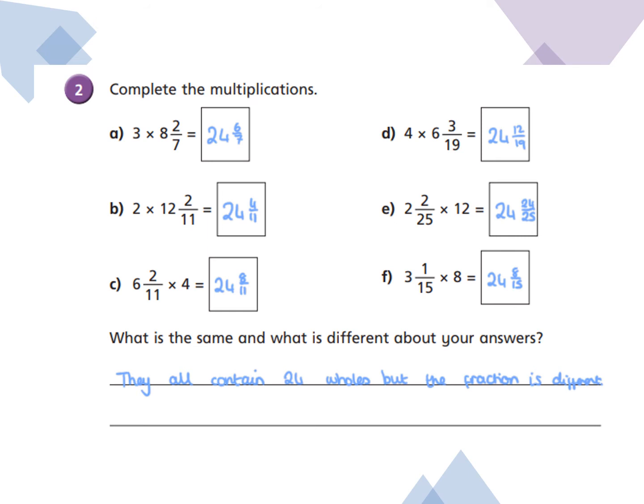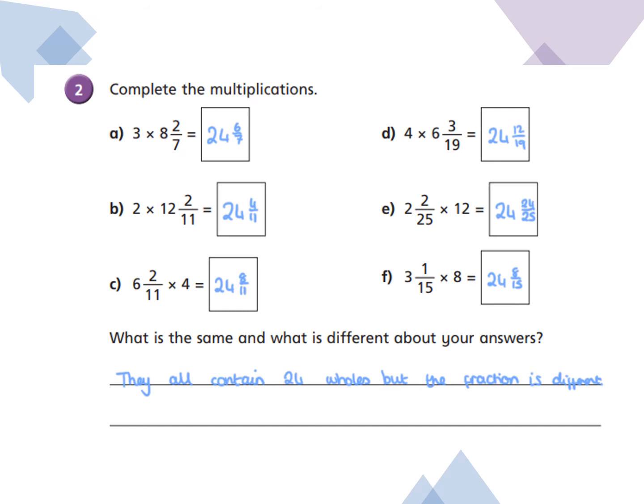Next, you've got 6 and 2/11 times 4. So you do 6 times 4, that gives you 24. Then 2/11 times 4 gives you 8/11. For D, it's 4 times 6 to give you 24 whole ones, and then 4 times 3/19. Well, 4 times 3 is 12, and 19 stays the same, so it's 12/19.